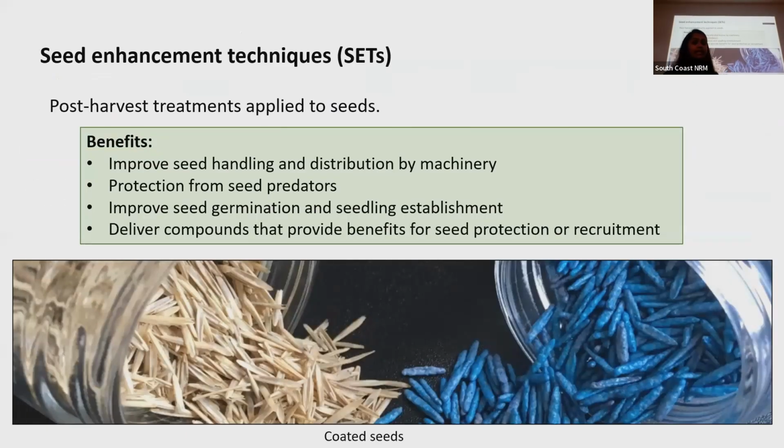So these seed enhancement techniques are quite a new area. First I will give you a brief introduction about this technique. These are basically post-harvest treatments that we can apply to seeds. These techniques have been successfully used in mine rehabilitation sites in Pilbara, Western Australia, and sagebrush ecosystem restoration sites in North America. They can provide a wide range of benefits to the seeds, such as improving seed handling and distribution through machines, protecting seeds from seed predators, and improving seed germination and establishment. Moreover, they can deliver different compounds to benefit the seeds for their protection or recruitment.